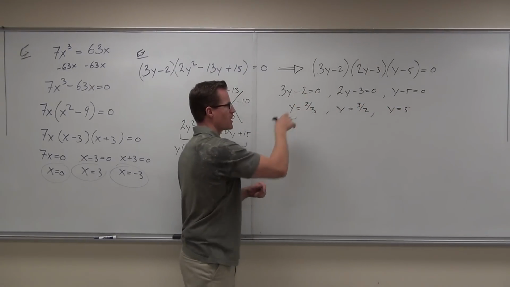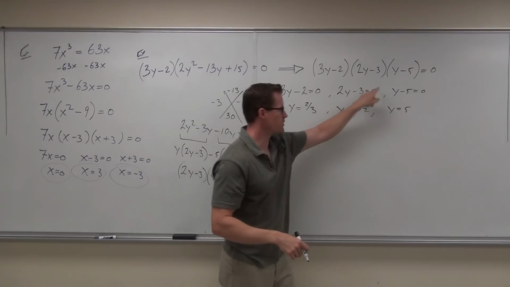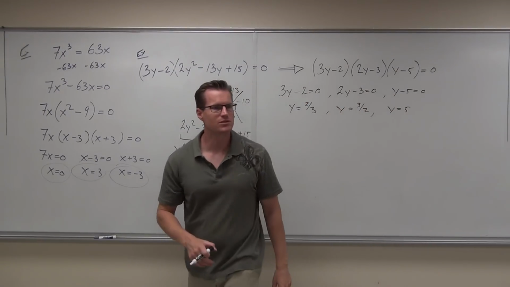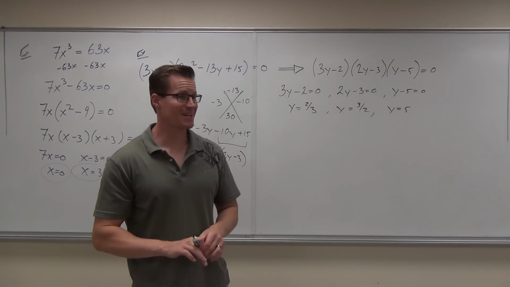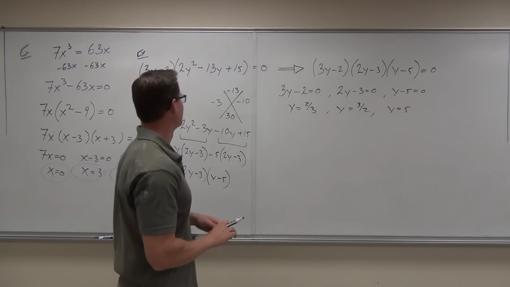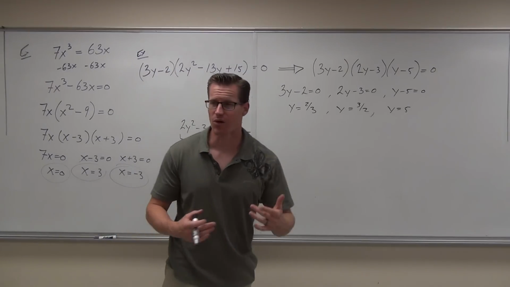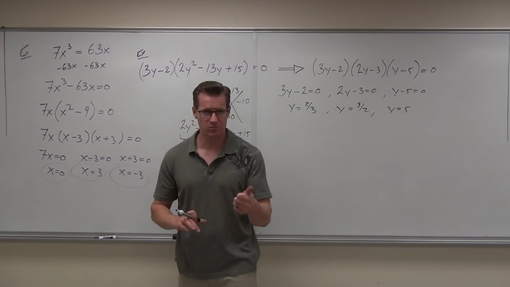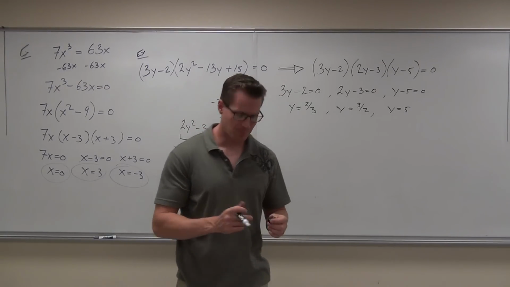If you add 2, divide by 3, add 3, divide by 2, and add 5, we have 3 solutions that all work. Are they going to be easy to check? Not so much, because fractions are kind of hard. So on some of these, when you get those fractions, you better make sure your work is pretty good, because it's really hard to check them.